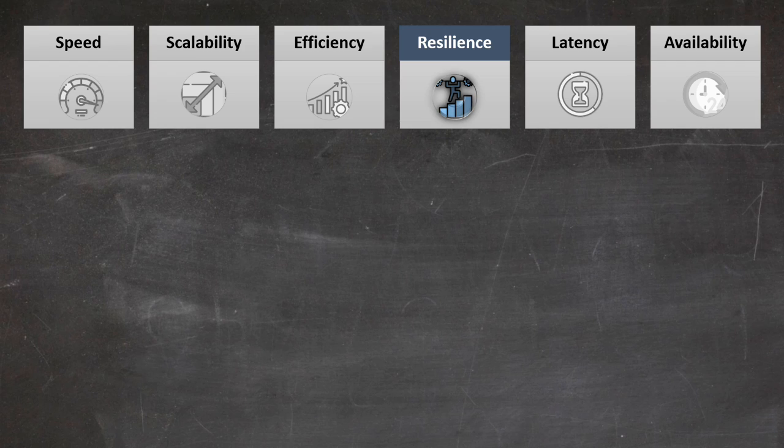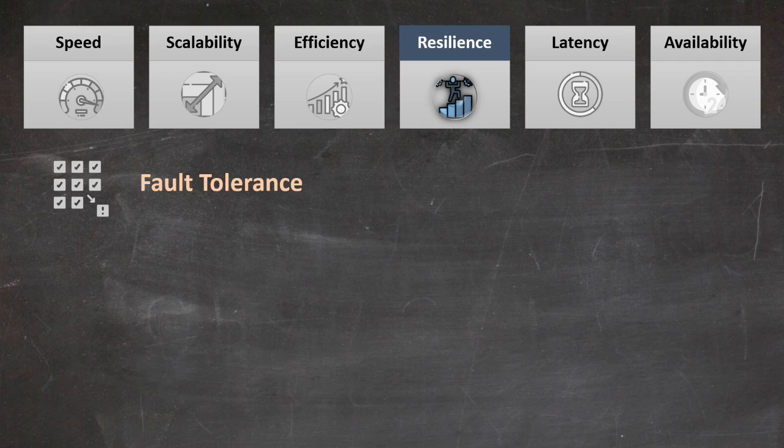Resilience. Resilience metrics aim to quantify a system's ability to prepare for, withstand, and recover from disruptions. First, the fault tolerance metrics quantify a system's ability to maintain functionality and performance in the presence of faults or failures. Common fault tolerance metrics include the average time between system failures, or mean time between failures.